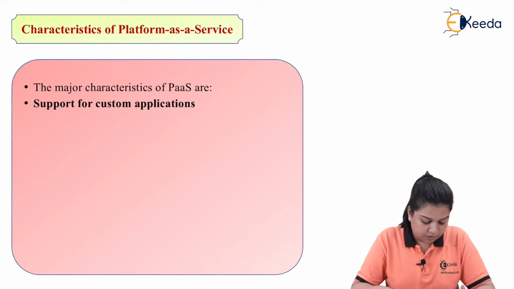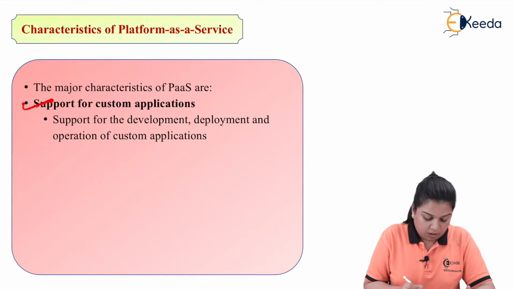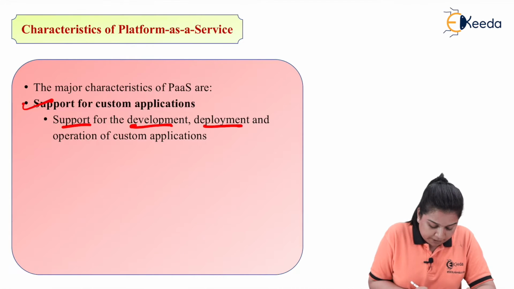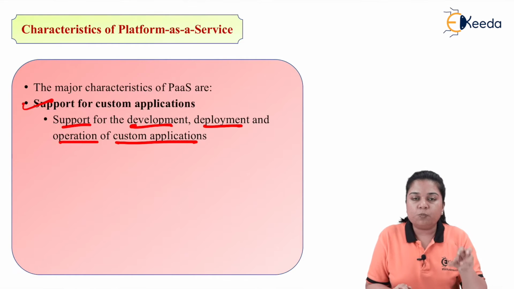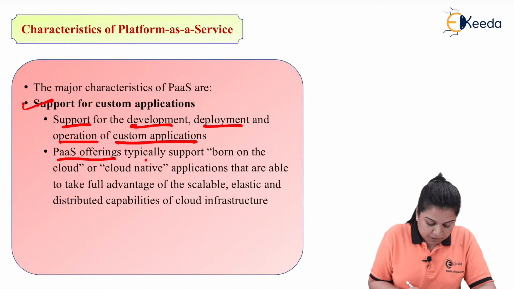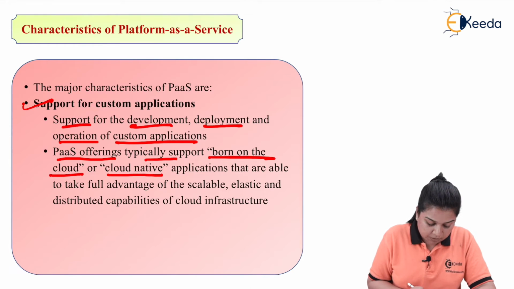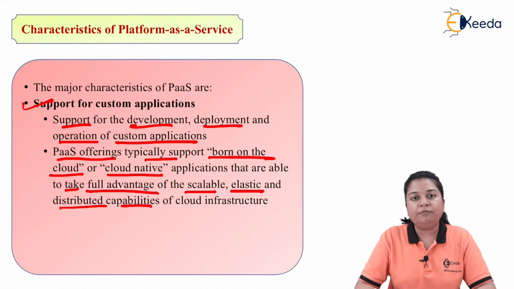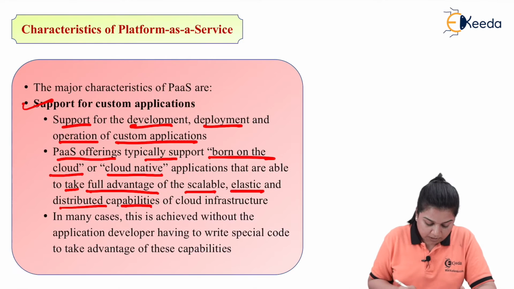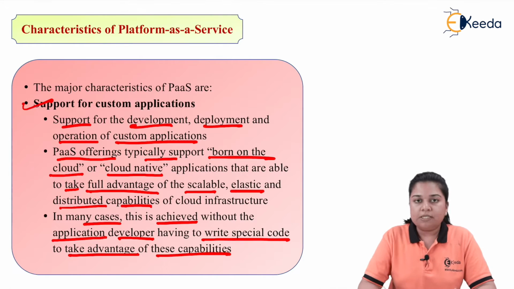First, the major characteristics of PaaS. The first is support for custom applications: support for the development, deployment, and operation of custom applications, providing middleware capabilities. It also typically offers support for born-on-the-cloud or cloud native applications that are able to take full advantage of the scalable, elastic, and distributed capabilities of cloud infrastructure. In many cases, this is achieved without the application developer having to write special code to take advantage of these capabilities.